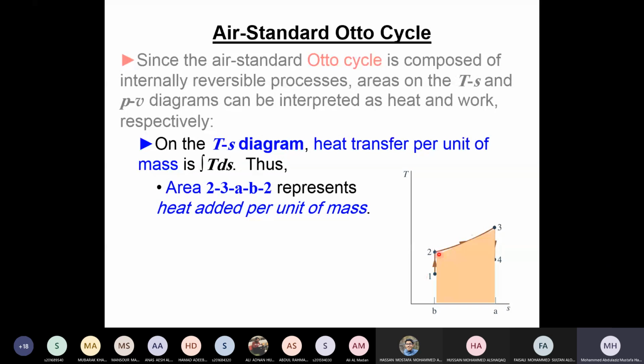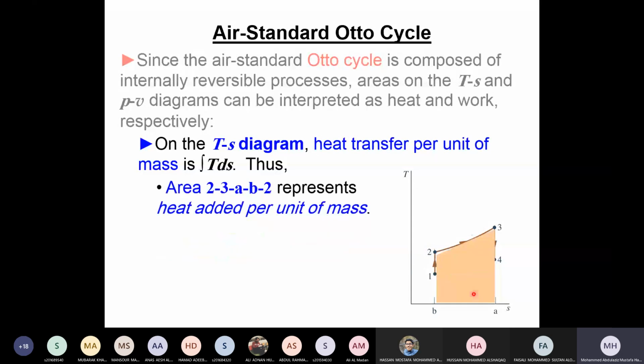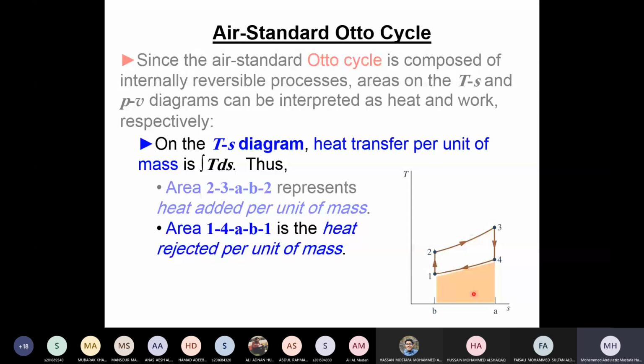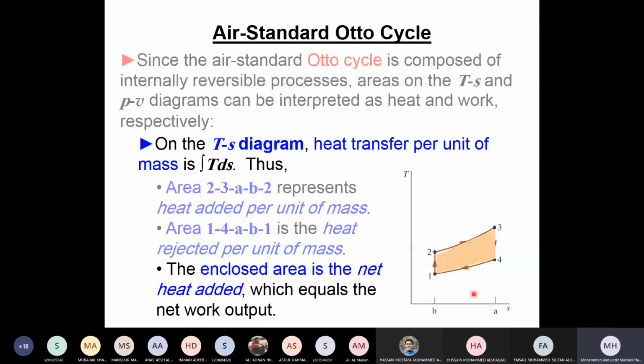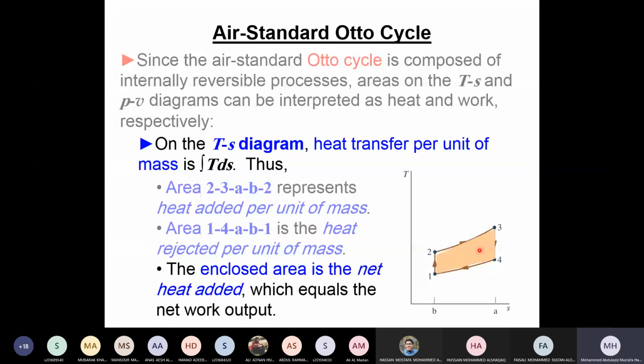This is the heat addition, it is the area under this curve, and then this is the heat QL. So this is QH, this is QL, and the difference between both of them will be the net power out. So W net here is QH minus QL.